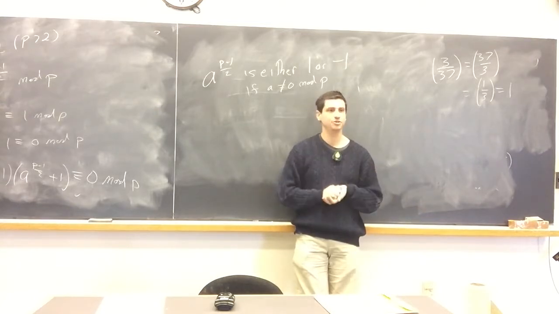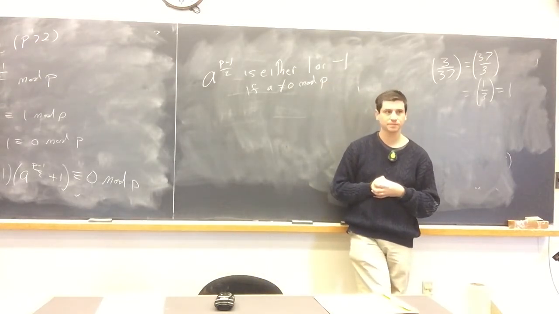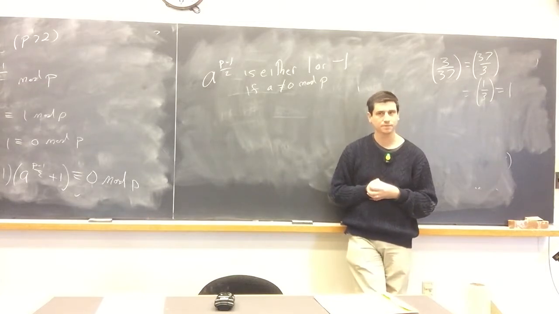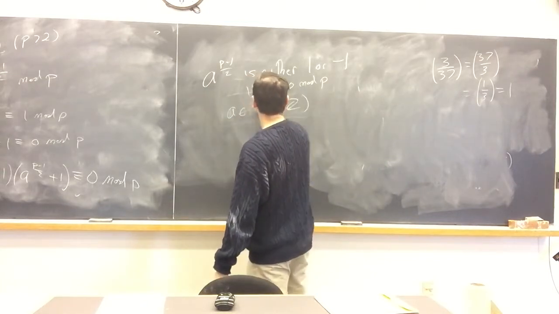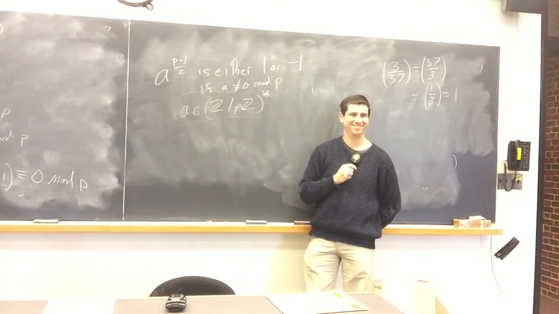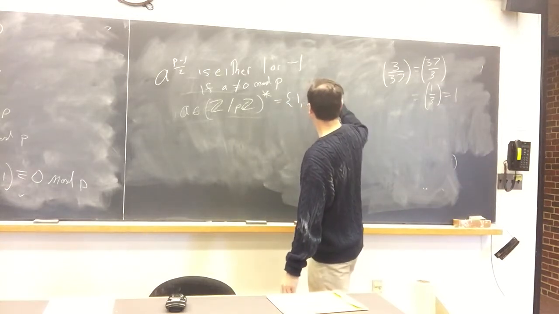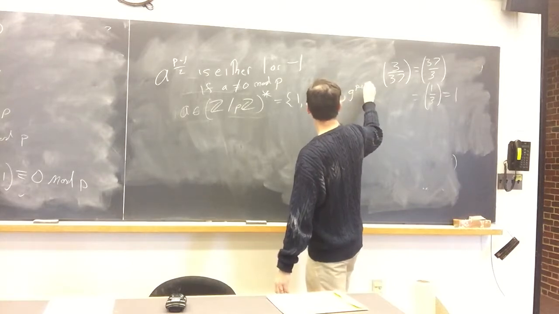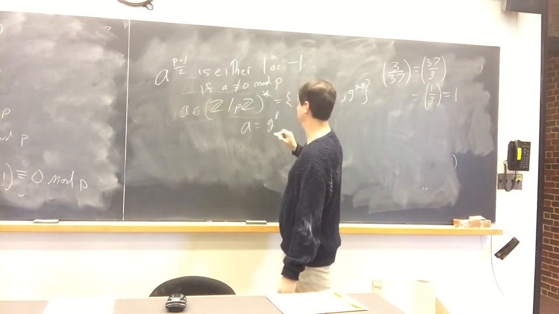What do you think might be useful to finish the proof? What could be useful? So we have some A in Z mod PZ star. What might be useful to finish the proof? Maybe that it's cyclic. Yeah, this is 1, G, G squared, up to G to the P minus 2. So we know A is equal to G to the L for some L.